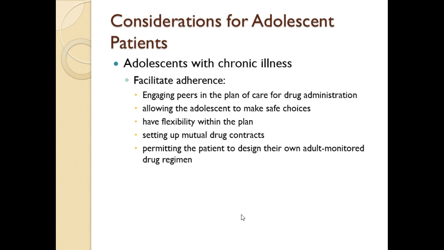Be willing to be flexible regarding their care. Set up mutual drug contracts. So it's a level of agreement of what needs to be done so that they can be adherent to the treatment. And then also allowing the patient to design their own adult monitor, which means monitored by their parents or their caregiver for their pharmacotherapeutic drug regimen. That gives them a sense of control and feels like, I'm doing an adult thing.